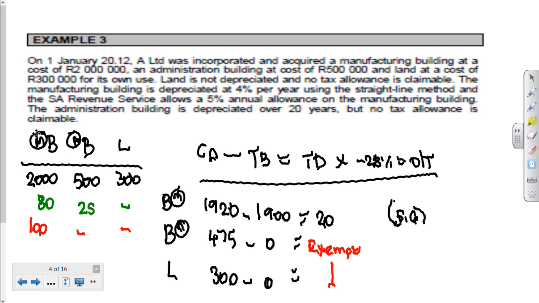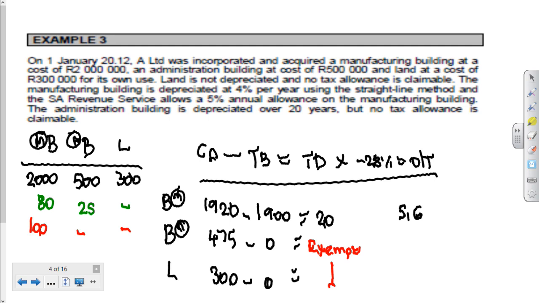Okay, so that's an example of a depreciable asset, and in this case, not really the depreciable asset, but an example of a depreciable asset where you don't get tax allowances, and a non-depreciable asset, and how they appear in your deferred tax calc. All right.